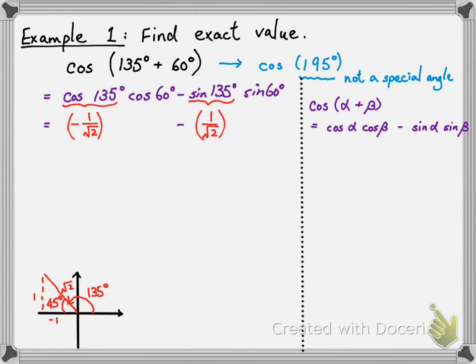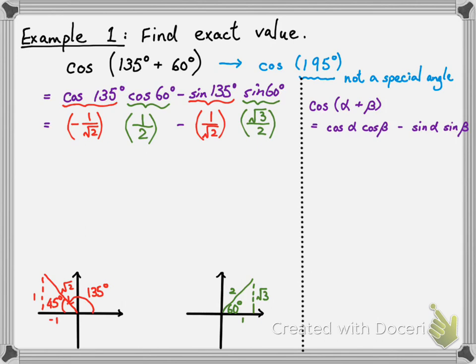Now, making a sketch of 60 degrees, we have the ratio. The side that's facing 30 degrees is 1, hypotenuse 2, remaining side square root of 3. Cosine of 60 degrees equals 1 over 2, and sine of 60 degrees equals square root of 3 over 2.